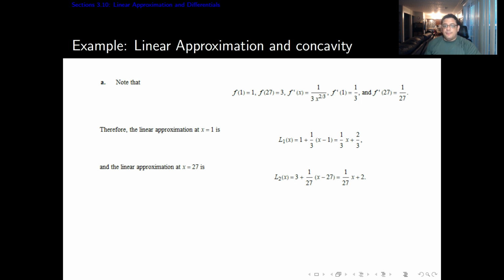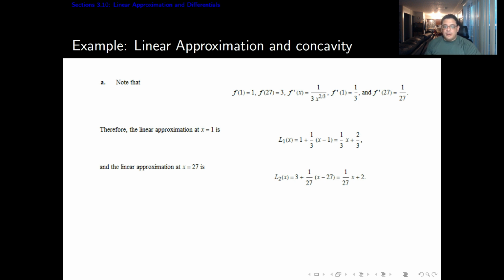So for the first one, f of 1 is 1, and f prime of 1 is 1 over 3. So my first approximation is 1 plus 1/3 times x minus 1. That simplified is going to give me this line over here. And in the case when it's at 27, then L2 of x is going to be 3, which is f of 27, plus 1 over 27, which is f prime of 27, times x minus 27. So that's the second linear approximation, close to x equals 27.